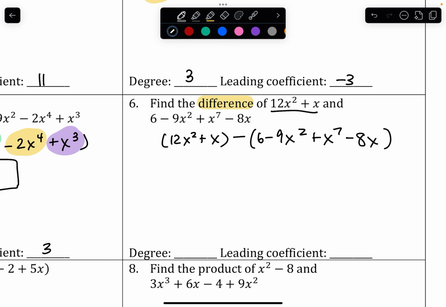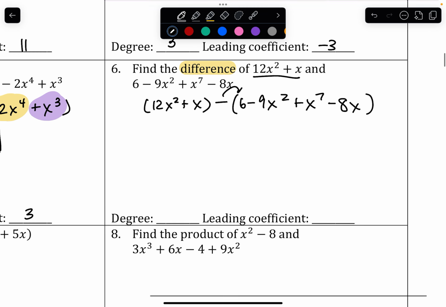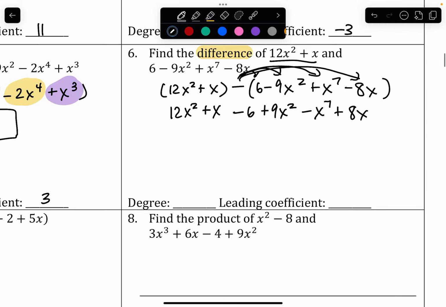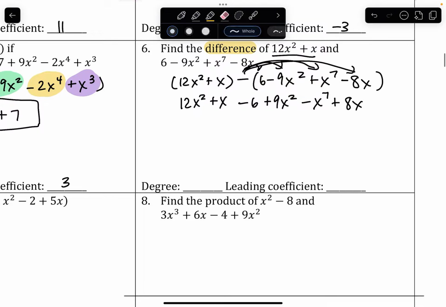Notice the use of parentheses, because just like that previous example, we do have to distribute that negative to every term. So that would give me -6 plus 9x squared minus x to the 7th plus 8x, just switching the signs of every term. Leaving the first parentheses alone, nothing to distribute, and then you are ready to combine like terms. So x to the 7th is the highest, -x to the 7th.